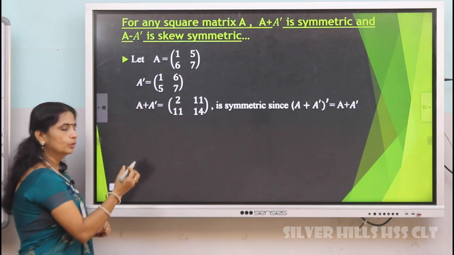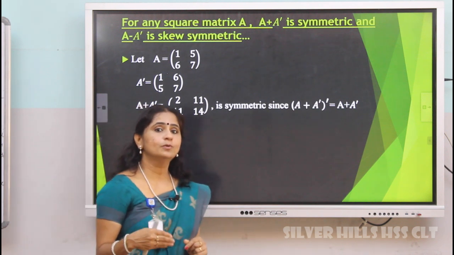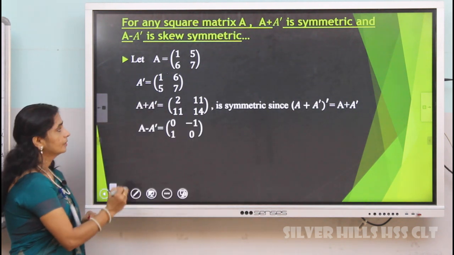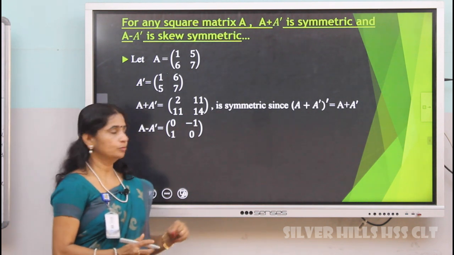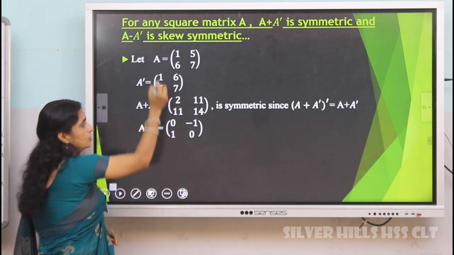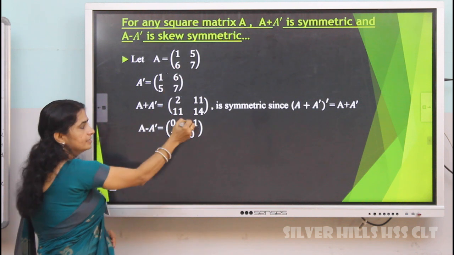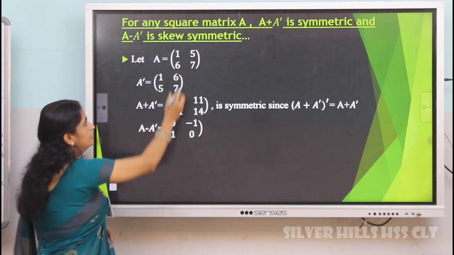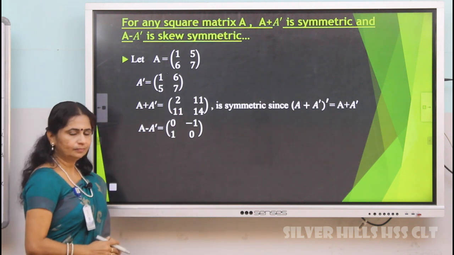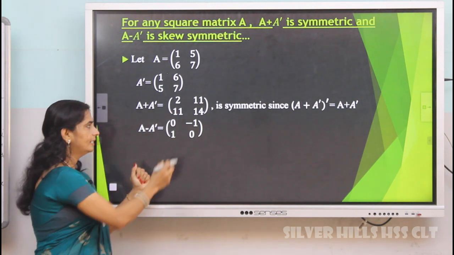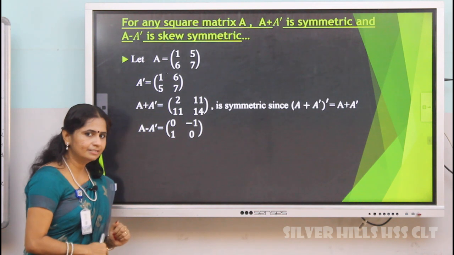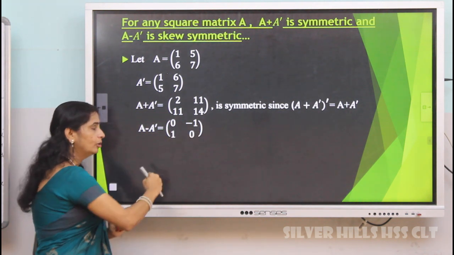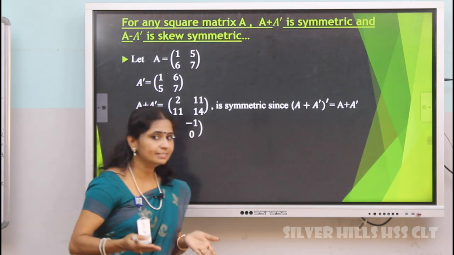Now we have to prove A minus A transpose is skew symmetric. Find A minus A transpose. What do we get? 1 minus 1 is 0. 5 minus 6 is minus 1. 6 minus 5 is 1. 7 minus 7 is 0. At a glance, you can see that the main diagonal entries are 0 and the elements above and below the main diagonal differ by a sign.